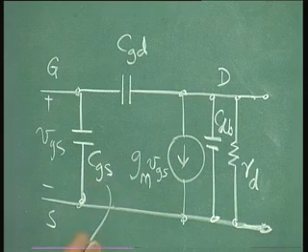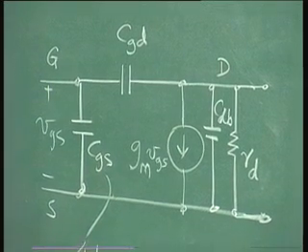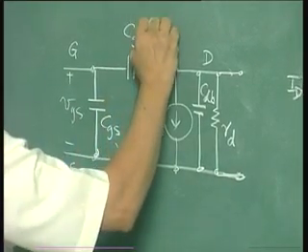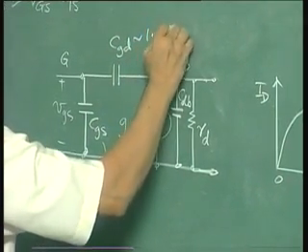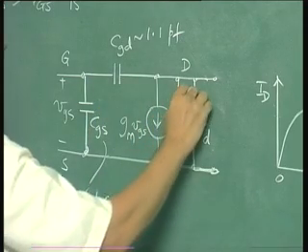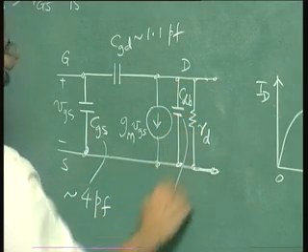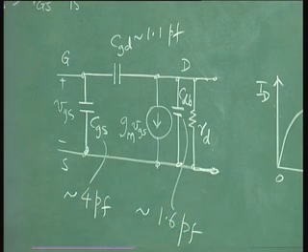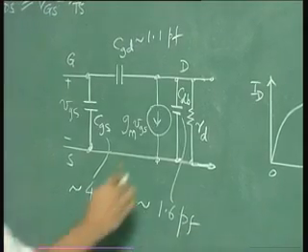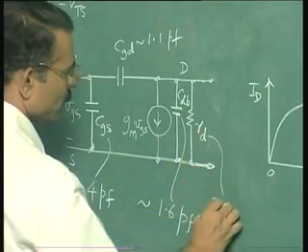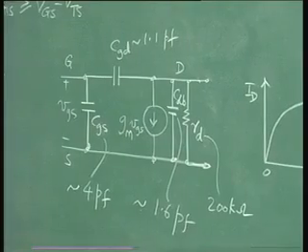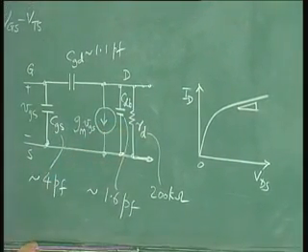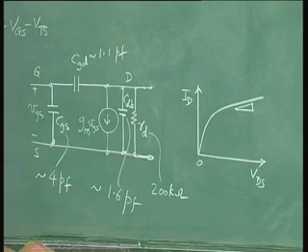The value of CGS is 4 pF. Please understand this is only an order. CGD is 1.1 pF. C drain bulk is about 1.6 pF, and RD is about 200 kilo ohms. So this RD is generally more than the corresponding resistance in the case of the bipolar junction transistor.